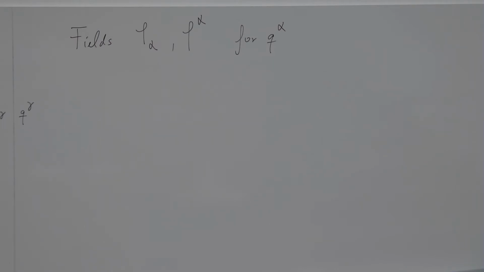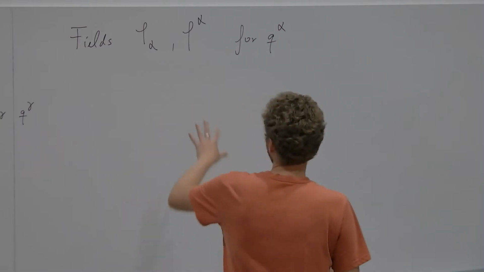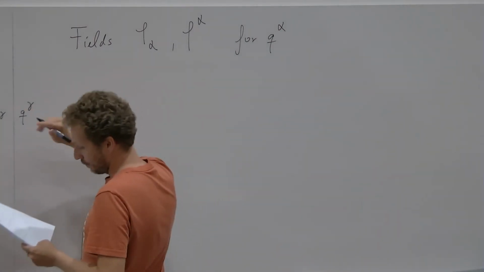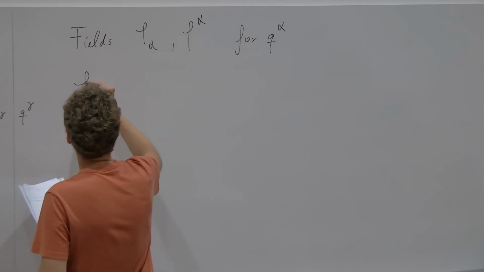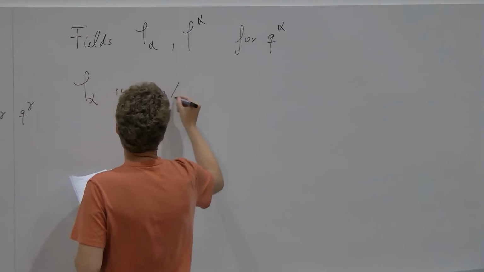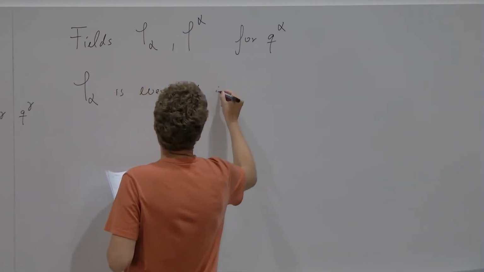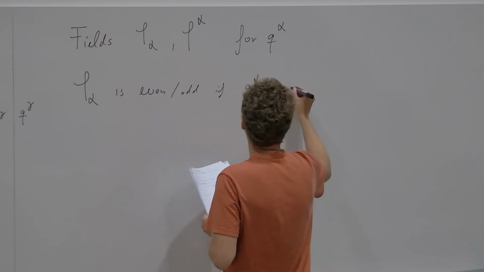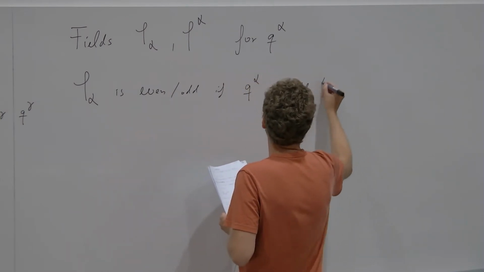So it's good that you point that out. Okay, so we have these fields phi alpha, and I actually wanted exactly to point this out now. So we have that this field phi alpha is even, respectively odd, if the corresponding basis vector Q alpha is of opposite parity, odd, respectively even.